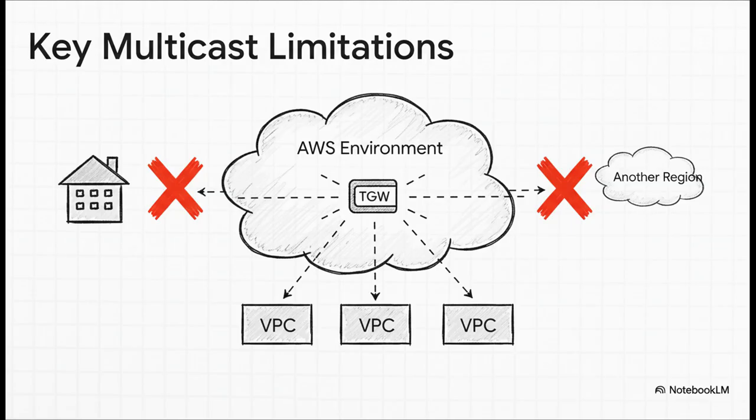But before you rush off to redesign your whole network, you have to know the boundaries here. TGW Multicast is a cloud-native solution. That means it doesn't work across different AWS regions, it doesn't work over TGW peering, and, critically, you cannot send multicast traffic back to your on-prem data center over a VPN or Direct Connect. It's really designed for communication within your AWS environment.